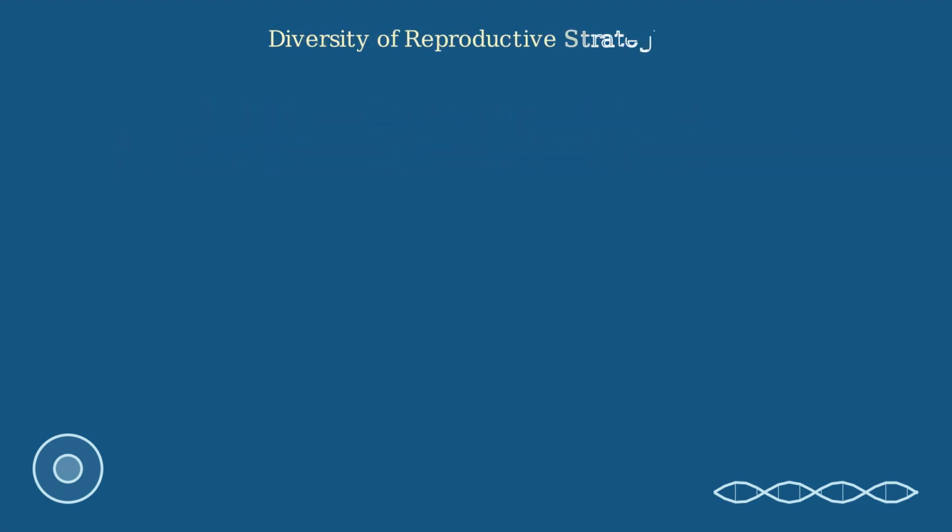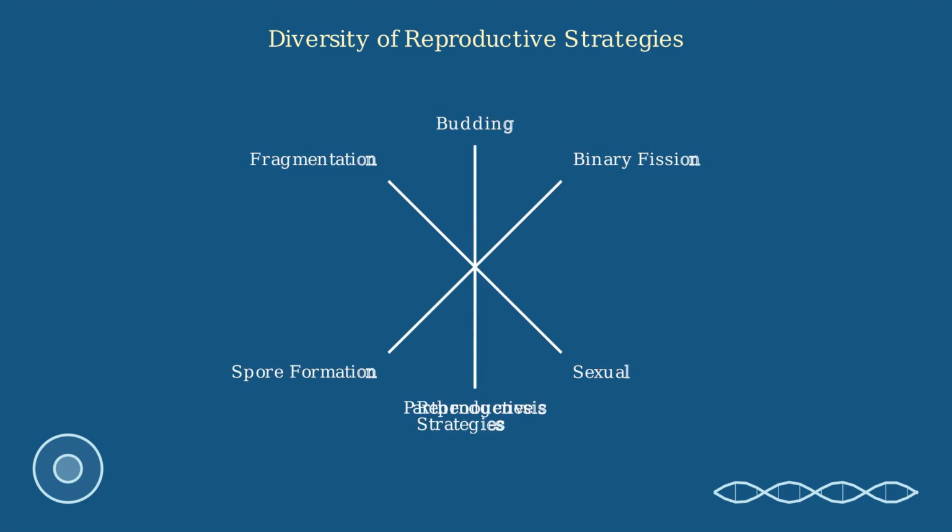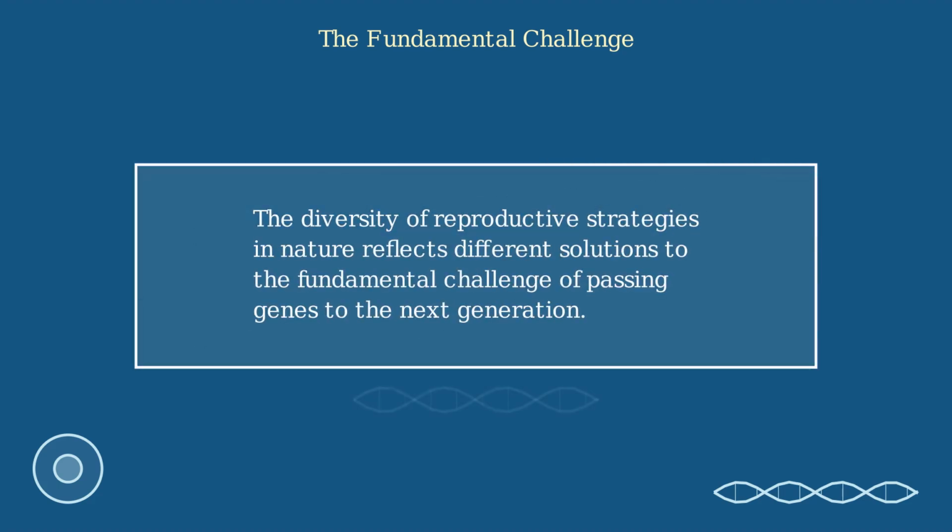This remarkable diversity of reproductive strategies has evolved over billions of years. From binary fission in bacteria to the complex sexual reproduction in mammals, each strategy represents a solution to survival challenges. Ultimately, the diversity of reproductive strategies in nature reflects different solutions to the fundamental challenge all life faces. That challenge is passing genes to the next generation in a way that maximizes survival and reproductive success in a particular ecological niche. Whether through rapid cloning or genetic recombination, each strategy represents a different solution to life's primary directive, ensuring the continuity of genetic information across generations.